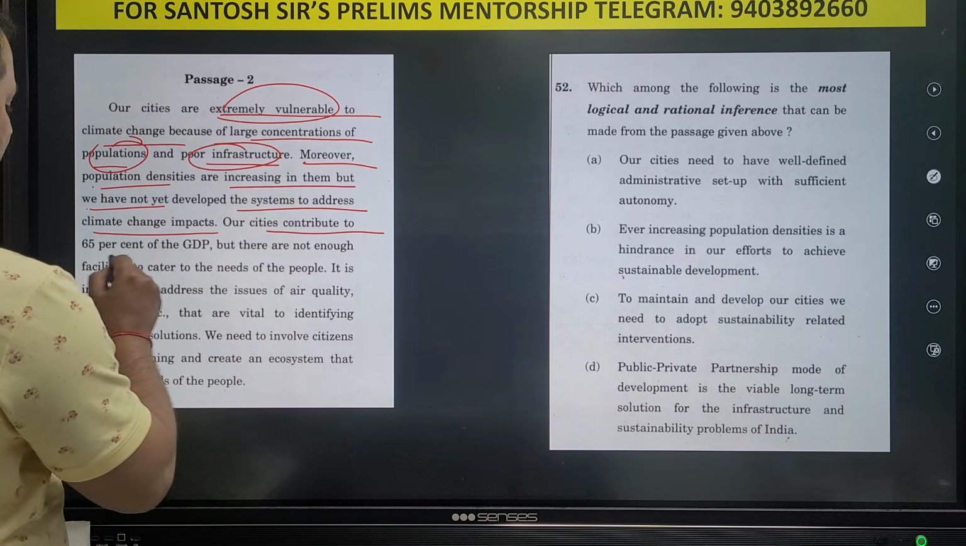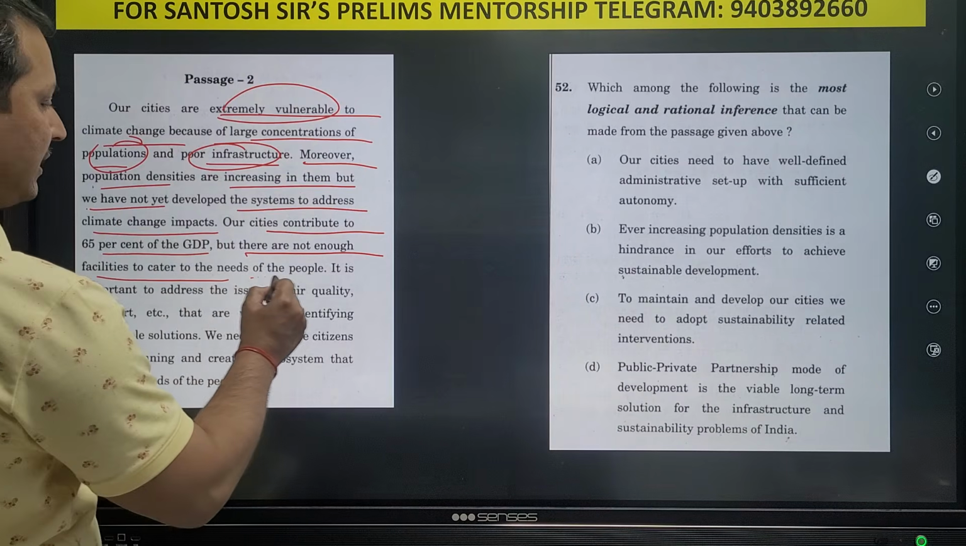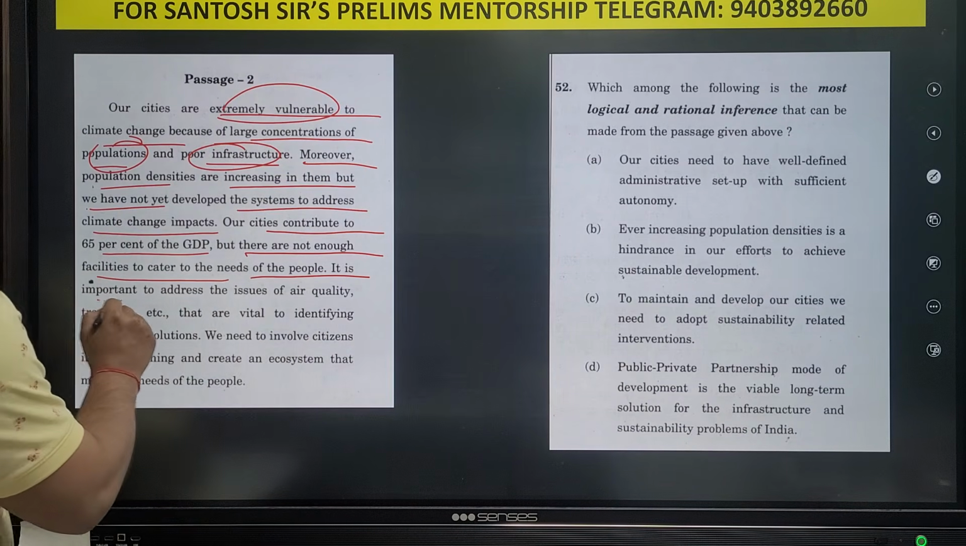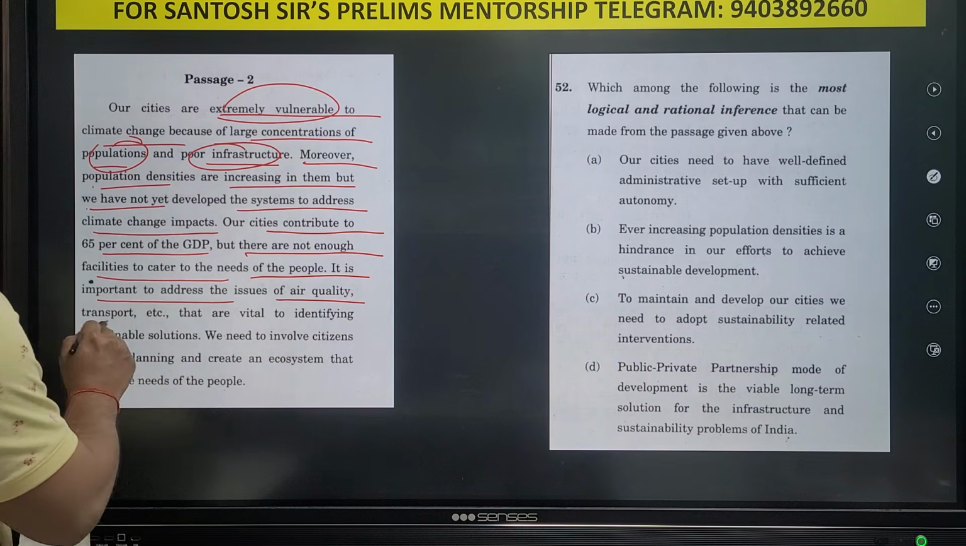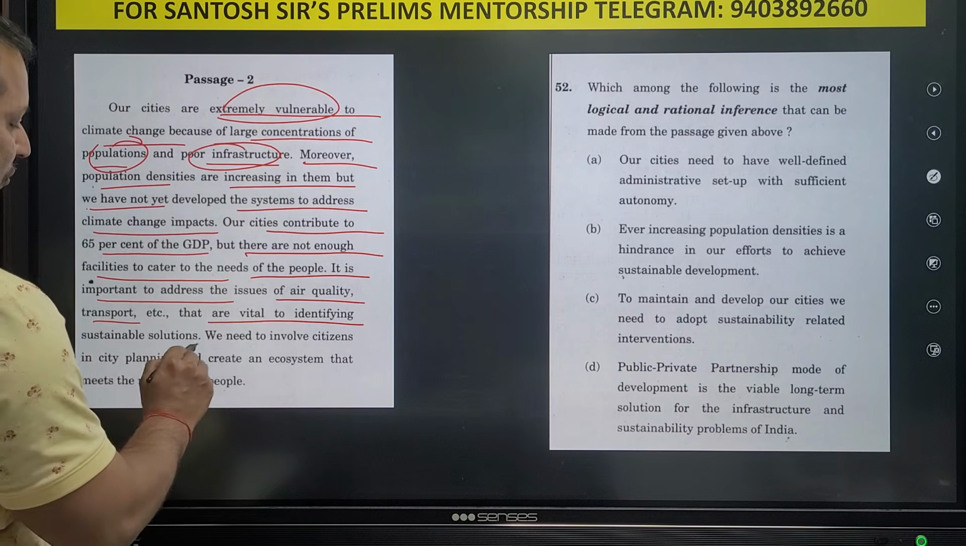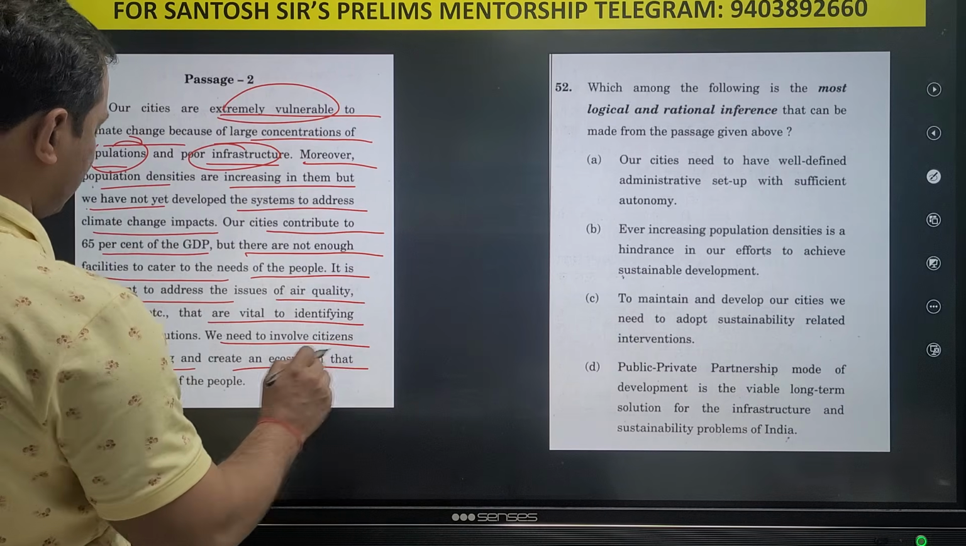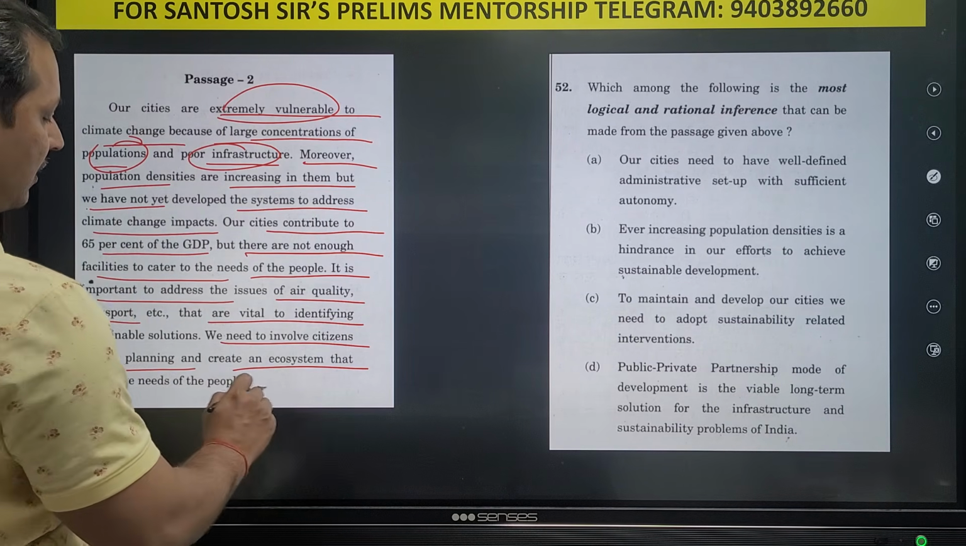Our cities contribute 65% of the GDP, but there are not enough facilities to cater to the needs of the people. It is important to address the issue of air quality, transport, etc. that are vital for identifying sustainable solutions. We need to involve citizens in city planning and create an ecosystem that meets the need of the people.